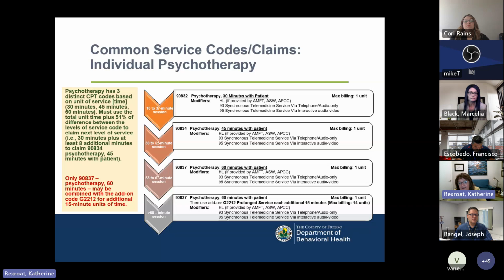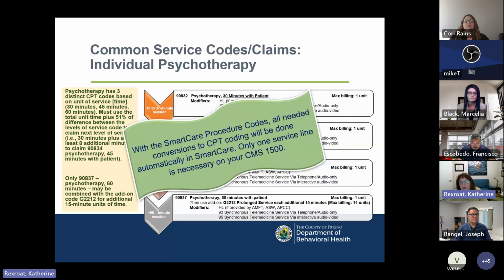So yes, again, this is a lot of claiming to worry about. However, with the SmartCare procedure codes, all needed conversions to CPT coding will be done automatically in SmartCare. Only one service line is necessary on your CMS 1500 form. That slide makes me smile because we've just made something a little more simple for you.